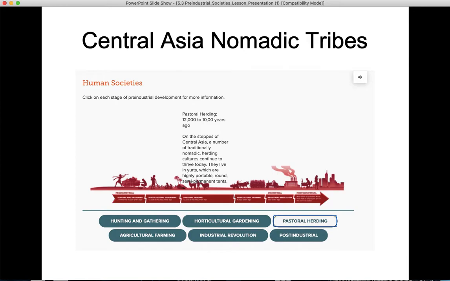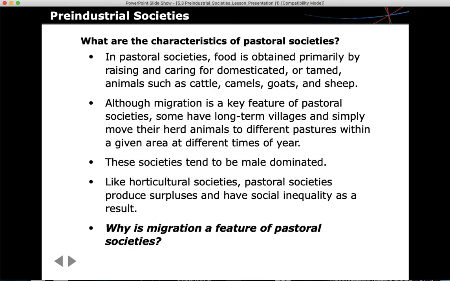Migration is a key feature of pastoral societies. Some, however, have long-term villages and simply move their herd animals to different pastures within a given area at different times of year. In such societies, the women usually do not accompany the men when they drive the herds, but remain at home. As a result, these societies tend to be male-dominated. Like horticultural societies, pastoral societies produce surpluses and have social inequality as a result. Reading progress check. Analyzing. Why is migration a feature of pastoral societies?